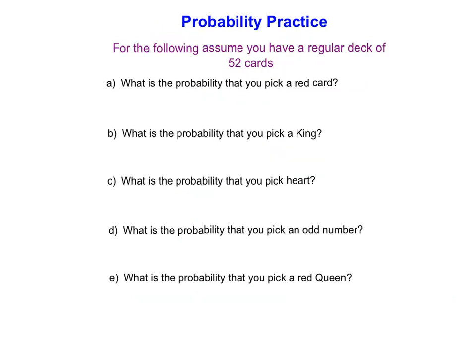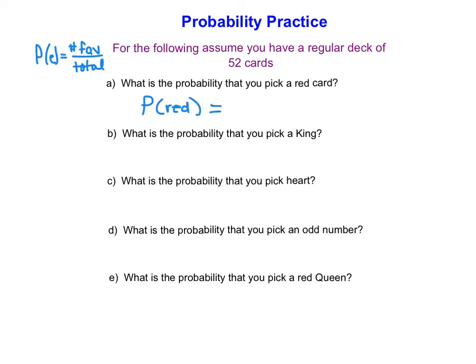So hopefully you took some notes on those decks of cards, and now we're going to use that knowledge that we just acquired to do some probability practice. So remember, probability of an event is the number of favorable outcomes over the total. That's how we calculate the probability of our event. So the first one says, what is the probability that you pick a red card?